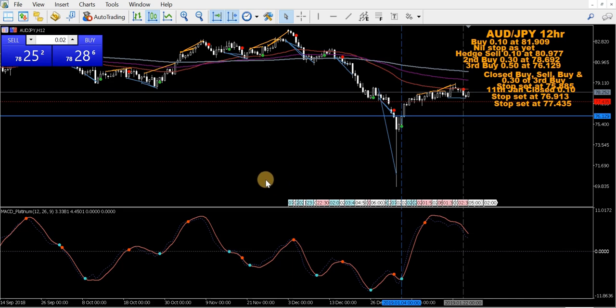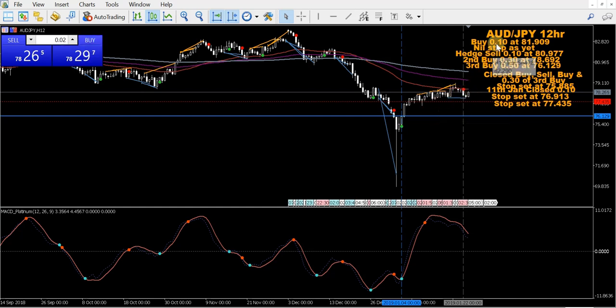Aussie yen, this is the 12-hour charts now. My notes are a bit messed up because I've just changed from another monitor, so I'm not going to worry about fixing them up. But in a buy, I took a couple of buys. Hang on, I think I took a buy, a hedge sell, a second buy, a third buy. Then I closed the buy, sell, buy, and 2/3 of my third buy. Then closed another half of that remaining third, and now I've just got a trailing stop.